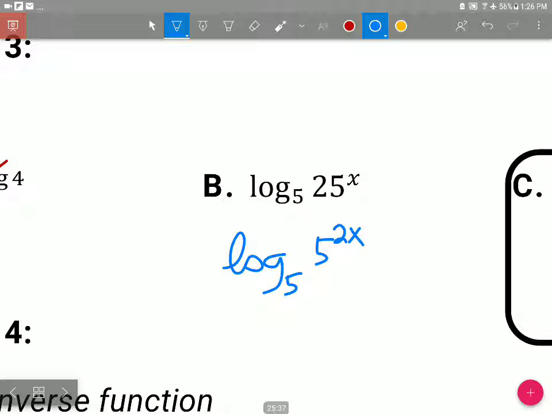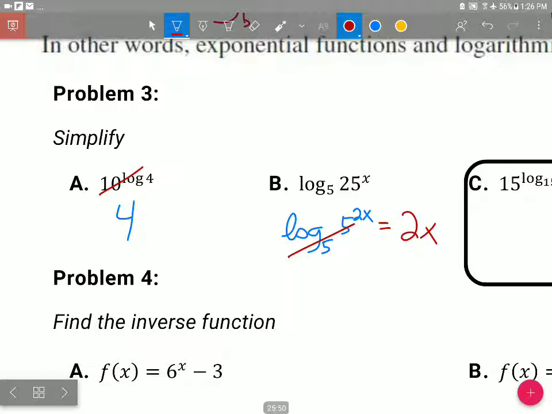I'll come back to it in just a second. So now do we have the same base? Yeah. All right, so these cancel out, and what are you left with? 2x. All right.